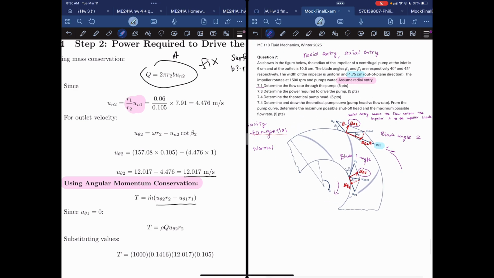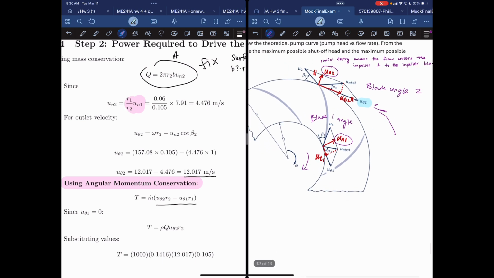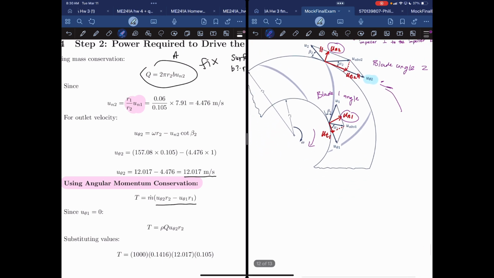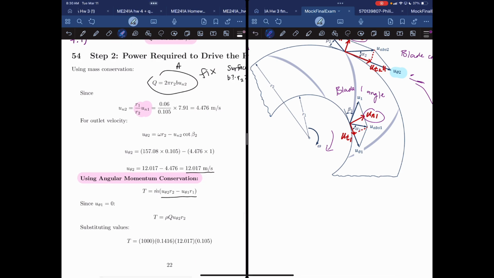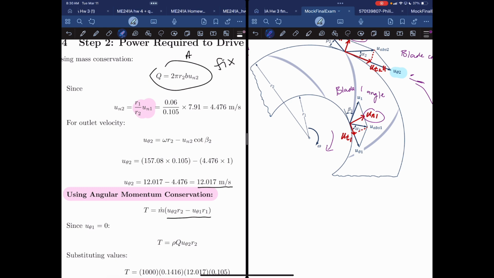The impeller rotates and pumps water. So yes, you will need omega because it's rotating. We have this big momentum arm, R2, which is used in the calculation. And R1 was used in the ratio, but R2 is the main driver for the omega.